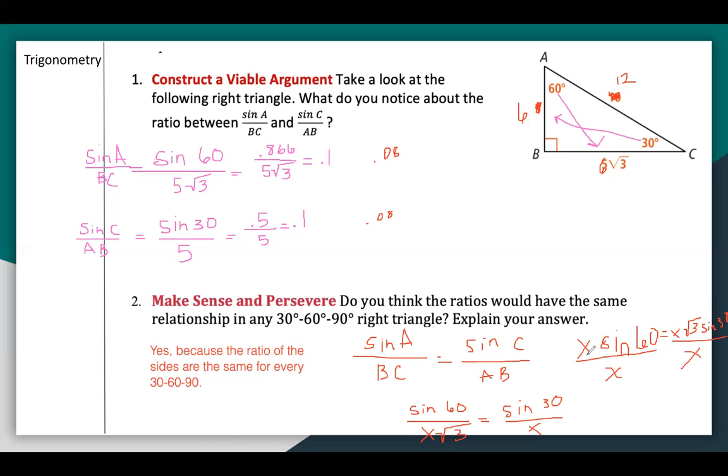whether that be 5 and 5 square roots of 3 here, or 6 and 6 square roots of 3, or 1,000 and 1,000 square roots of 3. If I divide by that number, in this case, it would be either 5, 6, or 1,000, those are going to cancel out. And every single time I'm going to get sine of 60 equal to the square root of 3 times the sine of 30. And that is true, okay? So this relationship between 30, 60, 90 triangles preserves no matter what the side lengths are, as long as you follow that same ratio that we have here, 1, square root of 3, and 2, okay? So I know that was kind of a long-winded answer to question number 2, but overall, the answer to question 2 is yes, okay?